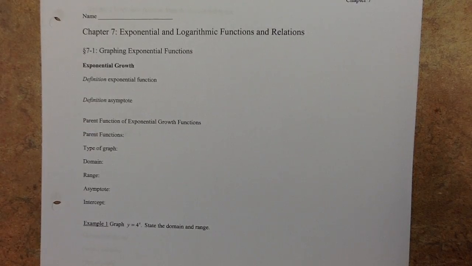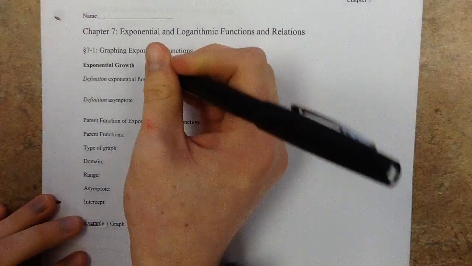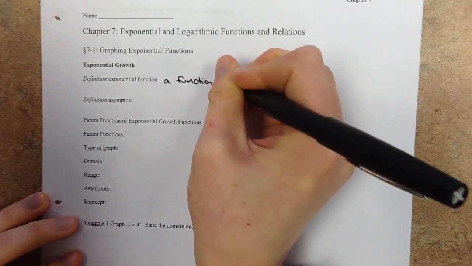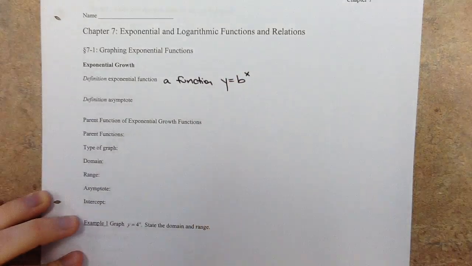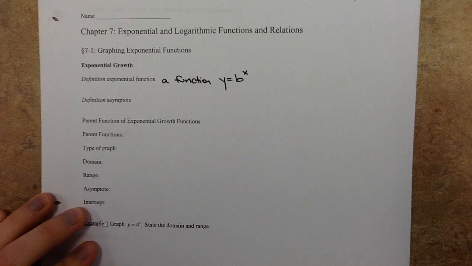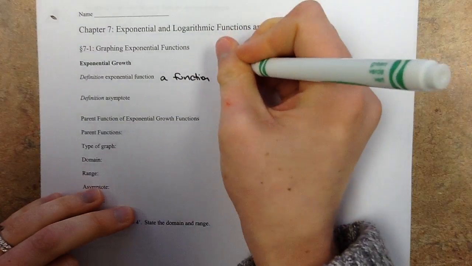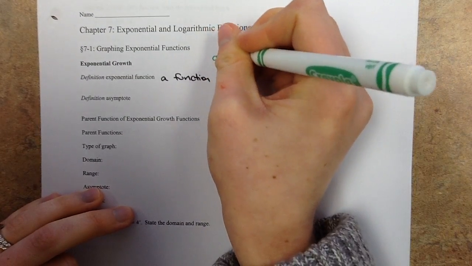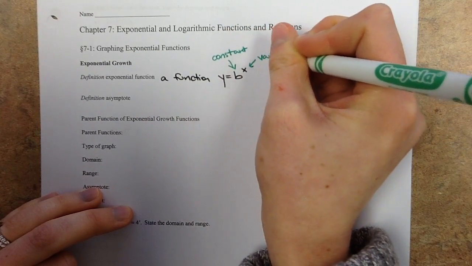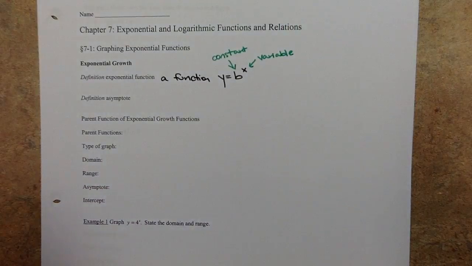So first of all, an exponential function is a function y equals b to the x. So b is going to be some sort of constant. So the base is constant, and then the exponent is the variable. Okay, so that's the important part, is that the base is a constant, and then the exponent is our variable. We've seen the opposite. We've seen like x to the third, where the base is a variable and the exponent is a constant. So this is kind of switching things up a little bit here.